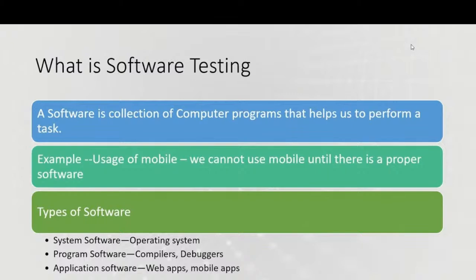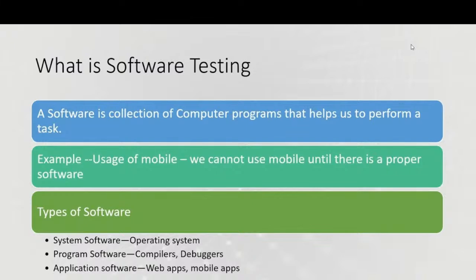So there are different types of softwares. One is system software, where we are able to access different things in our real-time scenario. What is system software? System software is nothing but the operating system. If you have to operate your mobile, there should be some operating system installed in your mobile. If you are using Android, it is an Android operating system. So that is called system software.